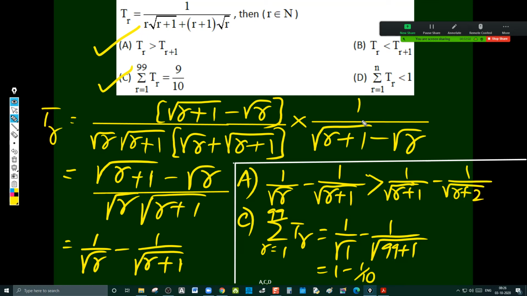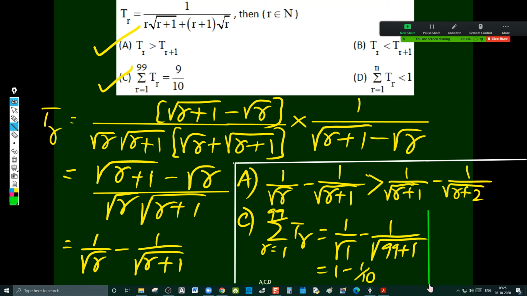Next. What about D there? Sigma TR, R runs from 1 to n, less than 1 is given. Let us check it out. Right, true. Correct. That's also true, huh?